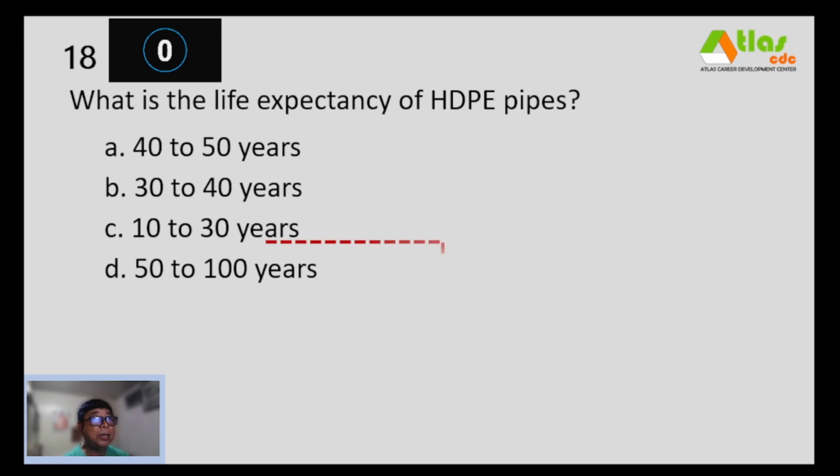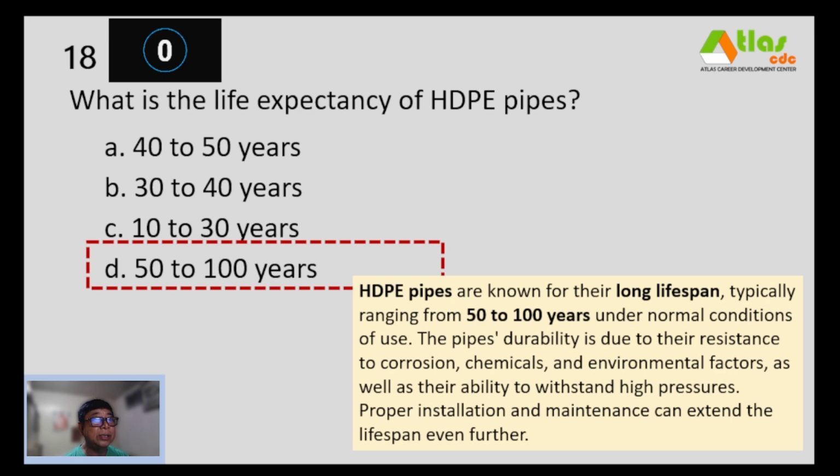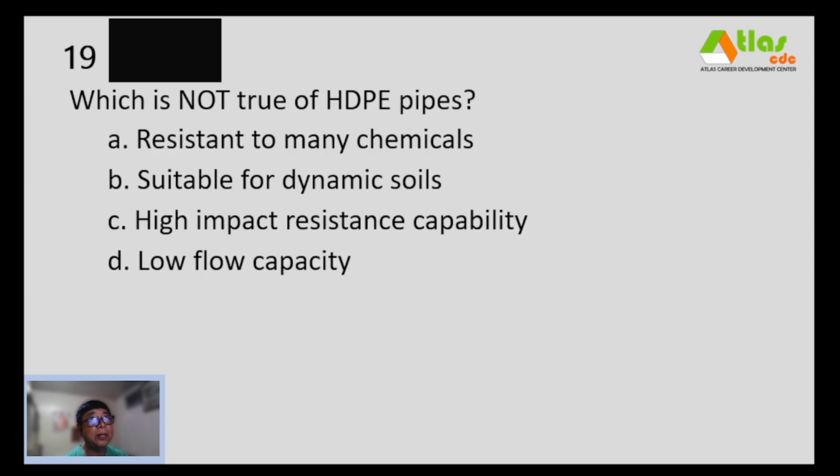And our correct answer is letter D, 50 to 100 years. So HDPE pipes are known for their long lifespan, typically ranging from 50 to 100 years under normal conditions of use. The pipes' durability is due to their resistance to corrosion, chemicals, and environmental factors, as well as their ability to withstand high pressures. Proper installation and maintenance can extend the lifespan even further.